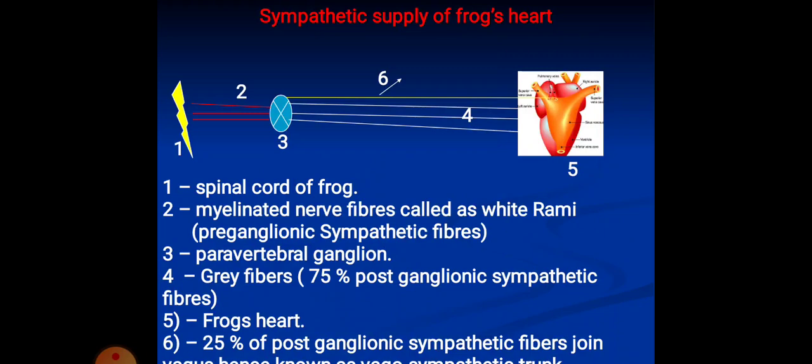Sympathetic supply of the frog's heart. So you can see, one is the spinal cord of the frog. From the spinal cord of the frog, two, which are myelinated nerve fibers called white rami, arise. These are the preganglionic sympathetic fibers. Three is the paravertebral ganglion. Four are the gray fibers, out of which 75% are postganglionic sympathetic fibers, which go and innervate the heart, which is five. But 25%, which is shown by the arrow, and number six, are postganglionic sympathetic fibers which go and join the vagus nerve. Since they are joining the vagus nerve, the vagus trunk is called the vagosympathetic trunk.